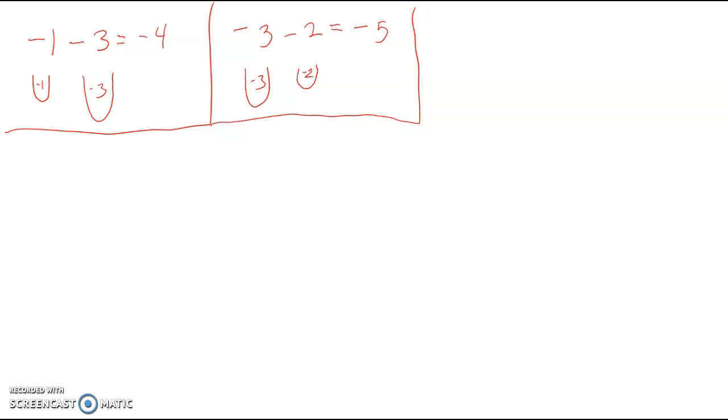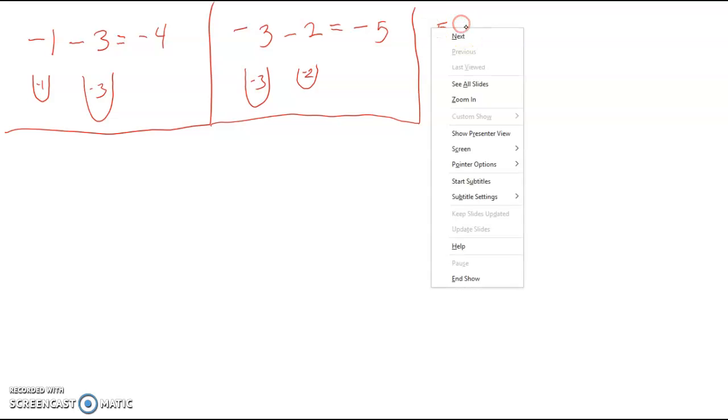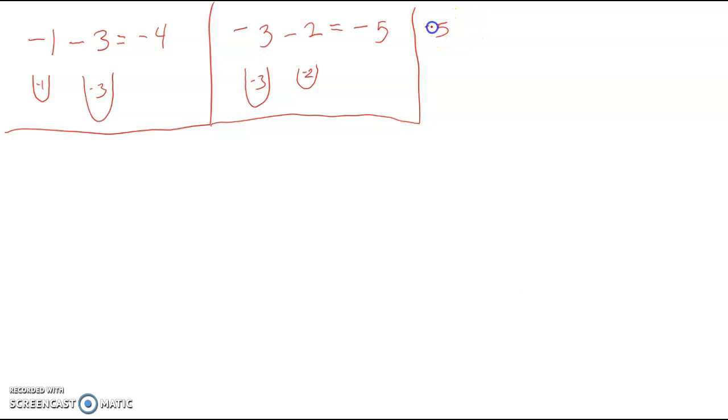Okay, so hopefully you guys get the hang of that. Try to do this one on your own. Negative 5 minus 2. Alright, so if you did it correctly, your answer would be negative 7.